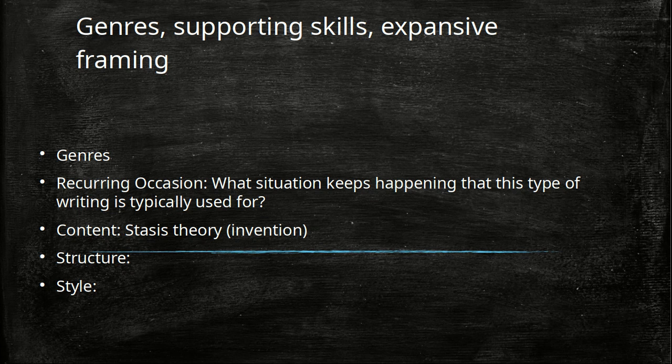Recurring occasion: what situation keeps happening that this type of writing is typically used for, whatever the writing is. Content: I'm going to talk a little bit about stasis theory today, because that is one good way to support the development of content in quite a large number of genres. And so I also kind of see that as invention. And then there's structure and style. So I spend a lot of time trying to find strategies for developing content, structure, and style in the teaching that I do and the material that I bring into class. And stasis theory, I think, has been a really good one.